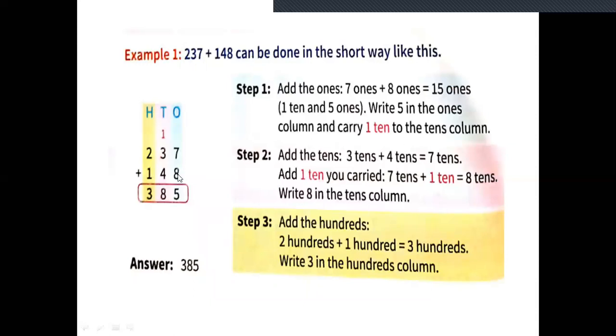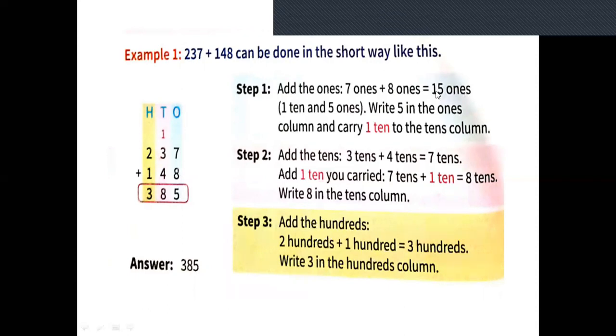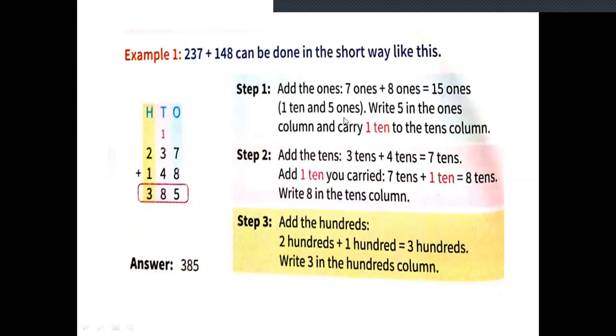If you add 7 plus 8, 15 will be the answer. 15 ones is nothing but 1 tens and 5 ones. So we have to write 5 ones in the ones column and 1 tens in the tens column. You have to carry over 1 tens to the tens column. 7 plus 8, if you add, the answer will be 15. In 15, 1 is tens and 5 is ones.